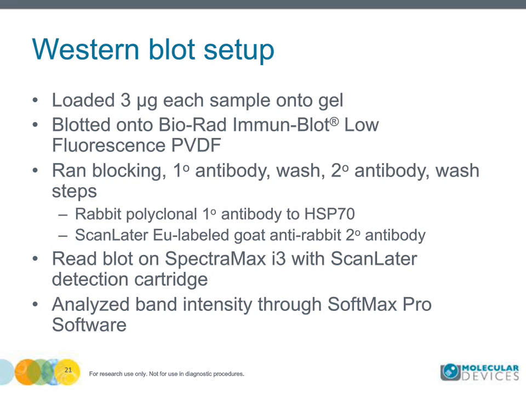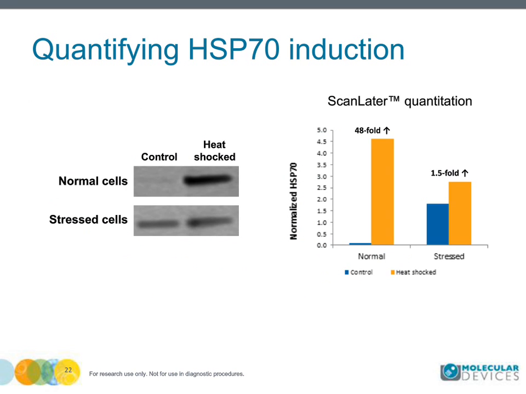Okay. So here are the results condensed down to the panel on the left. The panel on top is the normal cell population, on the left is control, and on the right is the heat shock lane. And the bottom panel is the stressed cell population, on the left control, and on the right heat shock. And I also have a graph, so we were able to do quantitation of these bands. We can see that they're clearly induced, especially in the normal cells, but we can actually quantitate this induction using the ScanLater quantitation and SoftMax Pro software.